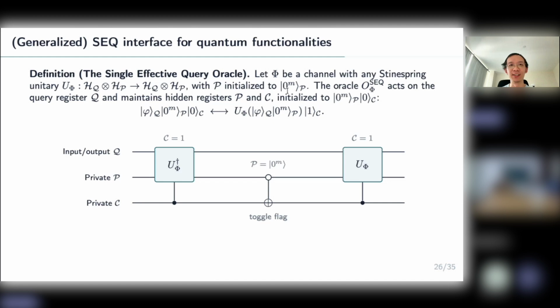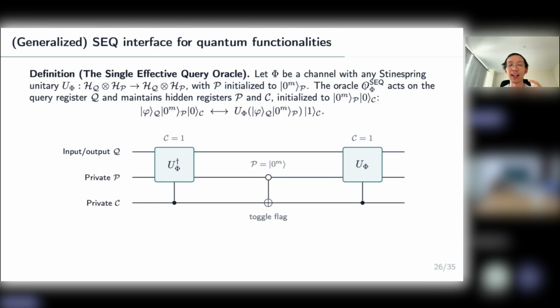Okay, so what's the general SEQ interface? Well, consider you have some quantum functionality psi, which is a general quantum channel, anything. We are going to take a Stinespring dilation unitary, any efficient dilation or purification, U_psi, which acts on the query register and some private purification register. The private purification register is initially |0⟩ without loss of generality.